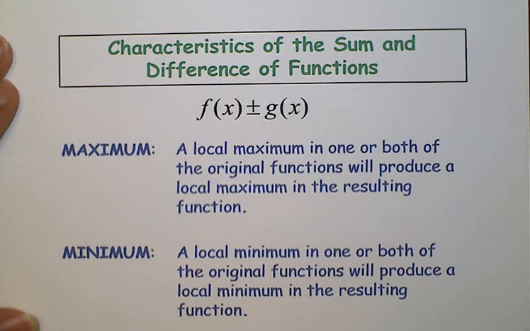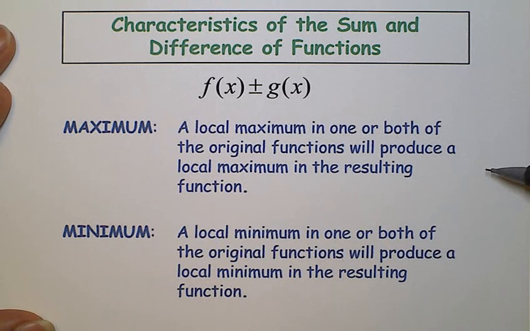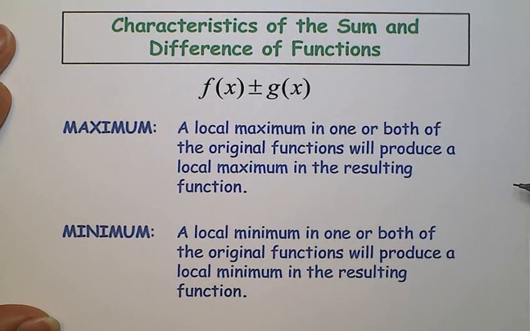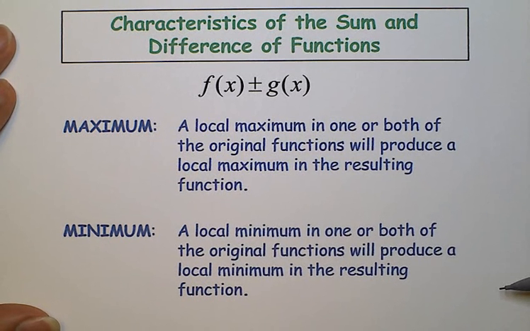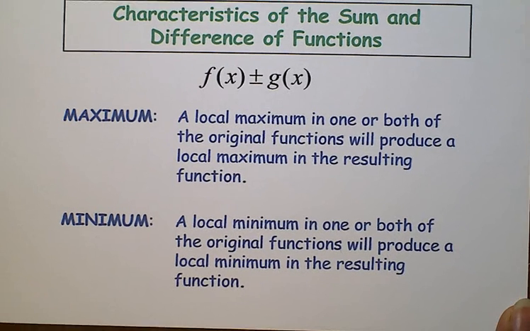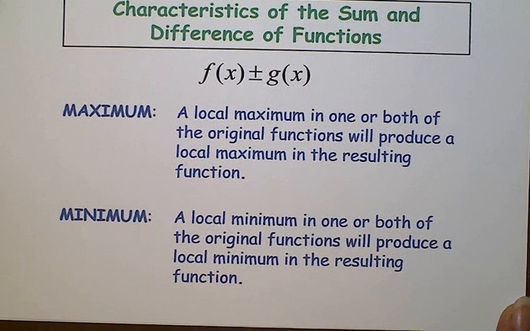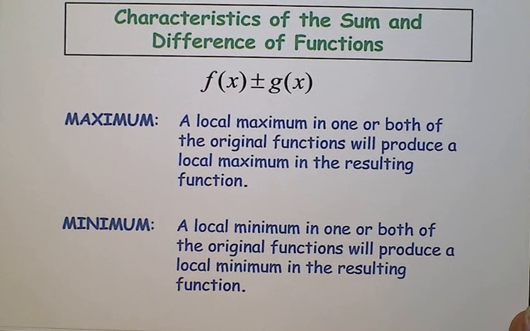Okay, so maximum and minimum. A local maximum in one or both of the original functions will produce a local maximum in the resulting function, or a local minimum in one or both of the original functions will produce a local minimum in the resulting function. What that means is, if there was a local max or min in one or both of the original functions, then the combined function, through addition or subtraction, will also have a local maximum or local minimum. So the existence of the local max and min don't change, they still exist. They may not be at the same place, in other words, for the same value of x, but they will exist somewhere in the graph.